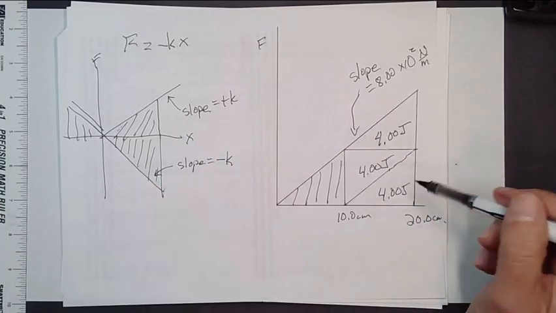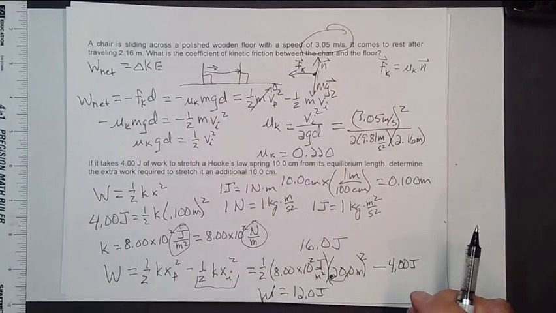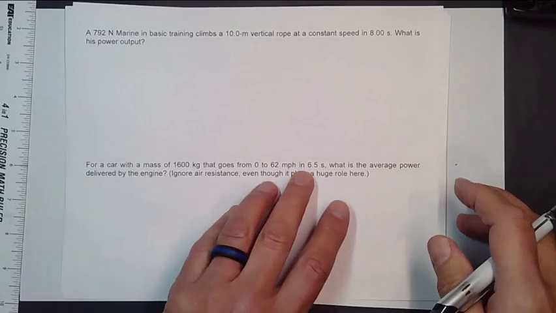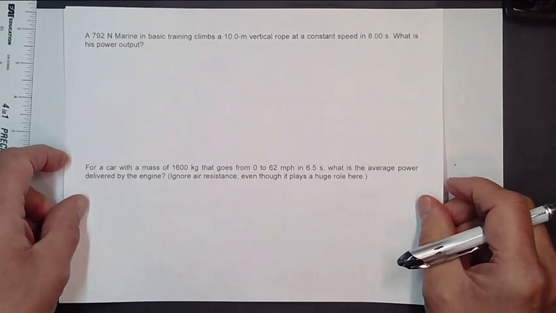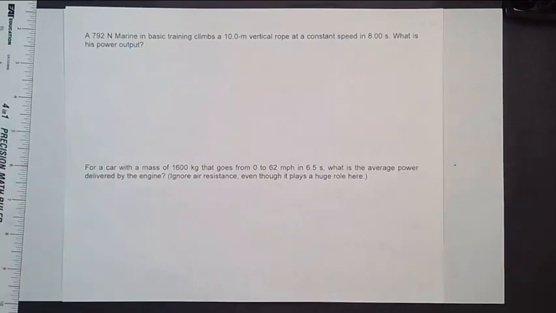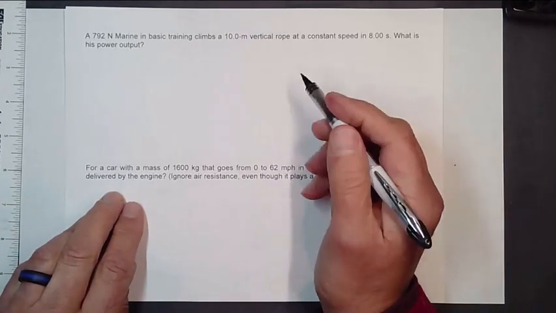That's another way of thinking of that extra work that we had to do to stretch that an extra little bit. Okay, we haven't done any power problems yet, but let's do this one. We have a 792 Newton Marine in basic training, climbs a 10-meter vertical rope at a constant speed in 8.00 seconds. So, what is his power output?